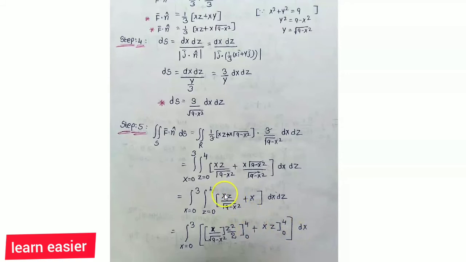Now you can see here we have x by square root of 9 minus x square, so it remains constant and that's why we write it outside, because here we are integrating with respect to dz. So the integral of z is z square by 2, and plus x into the integral of dz, which is z, from 0 to 4 into dx. Now let's substitute the limits in z square by 2 and z.